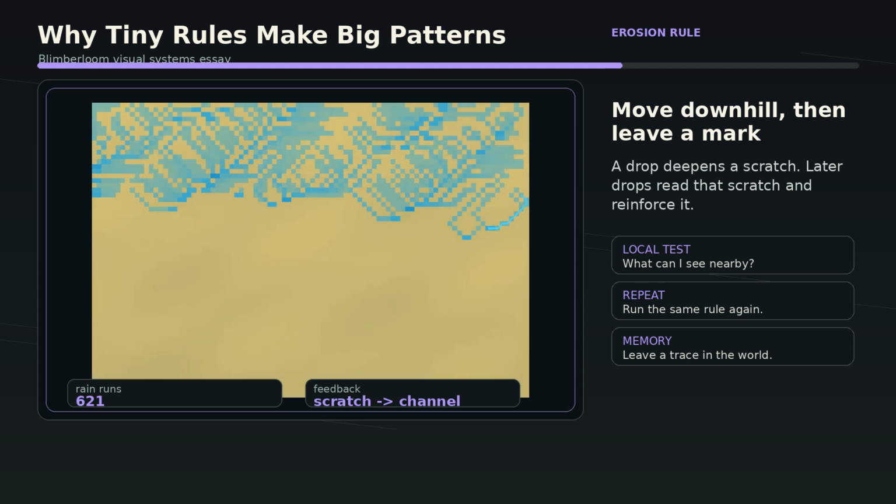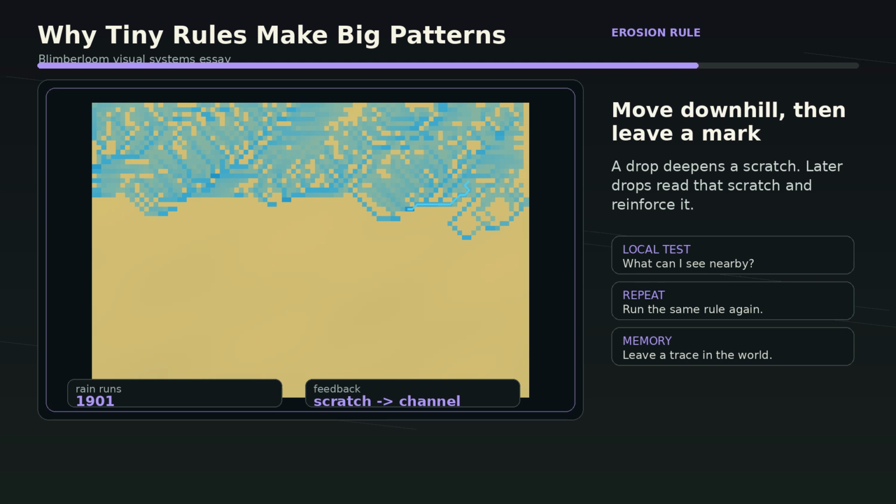These examples look unrelated: caves, sand piles, roots, rivers. But they share the same engine. There is a local test. There is repeated motion. There is memory left behind in the world. That is enough to turn noise into structure.